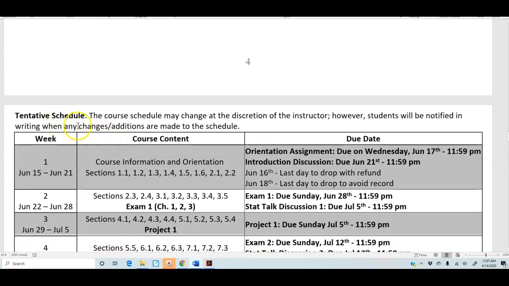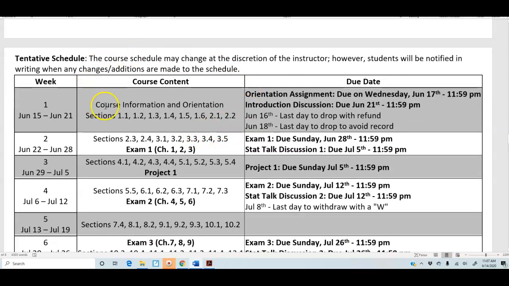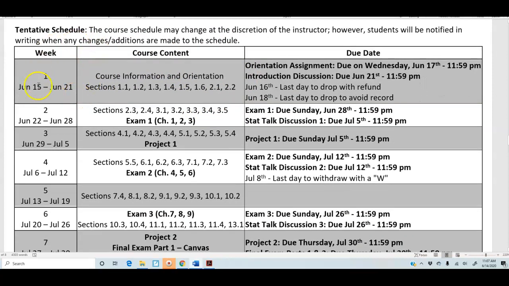Now here's a tentative schedule. The course schedule may change at the discretion of the instructor. However, students will be notified in writing when any additions are made to the schedule. So please pay close attention to the tentative schedule.